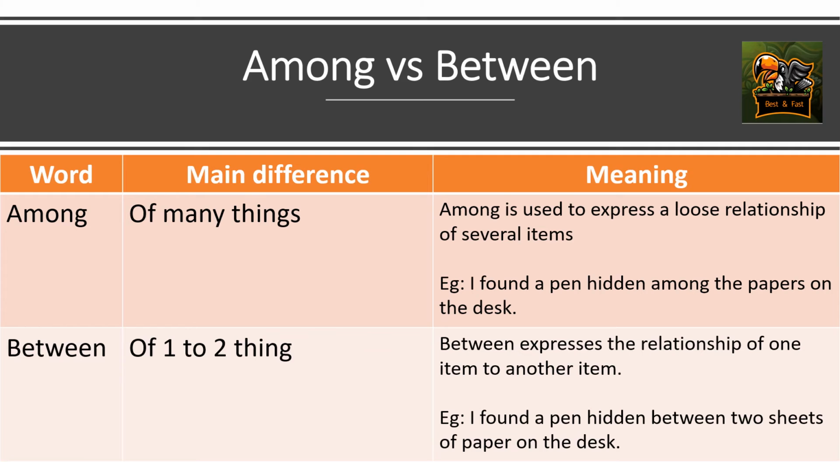It means that the pen was somewhere in between many pieces of paper on the desk, whereas between expresses the relationship of one item to another. When there is a relationship between one thing and another thing, which means that there are only a maximum of two things there, we use the word between. Example, I found a pen hidden between two sheets of paper on the desk. Very simple difference. Among is when it is plural, more than two. Between is when there are a maximum of two things. That's why we will use between.